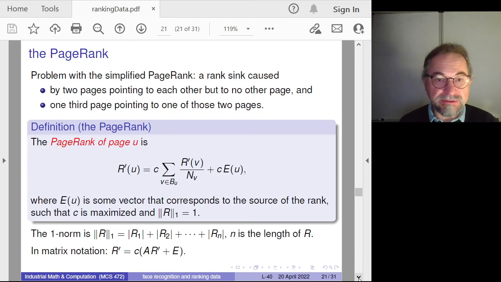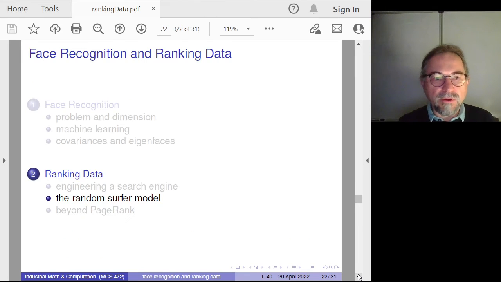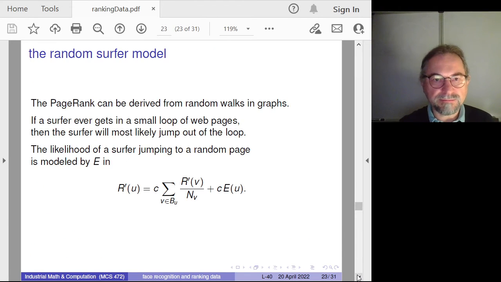And now again, we still have an eigenvalue, eigenvector problem. It's not clear from here, not exactly an eigenvalue problem, but we will reduce it to an eigenvector problem. So now I'm following the random surfer model.